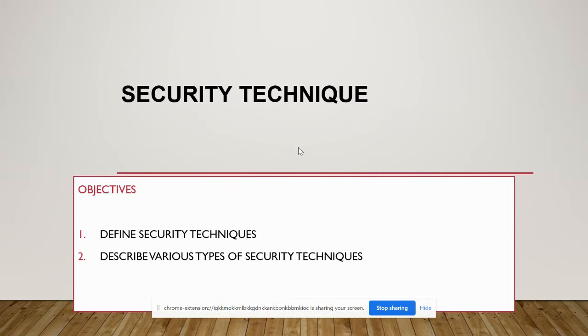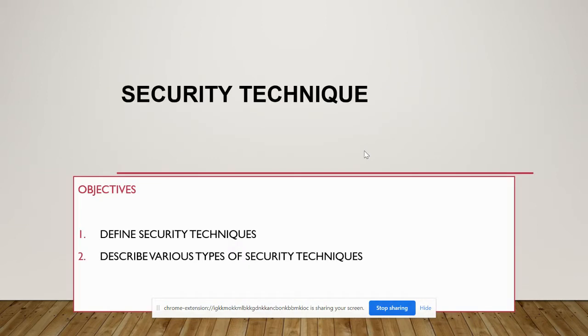Yes. Okay, let's start. Today, we're gonna talk about security techniques, and our objective will be to define security techniques. That's the first objective, and the second one is describe various types of security techniques. So, kindly someone to read for me.